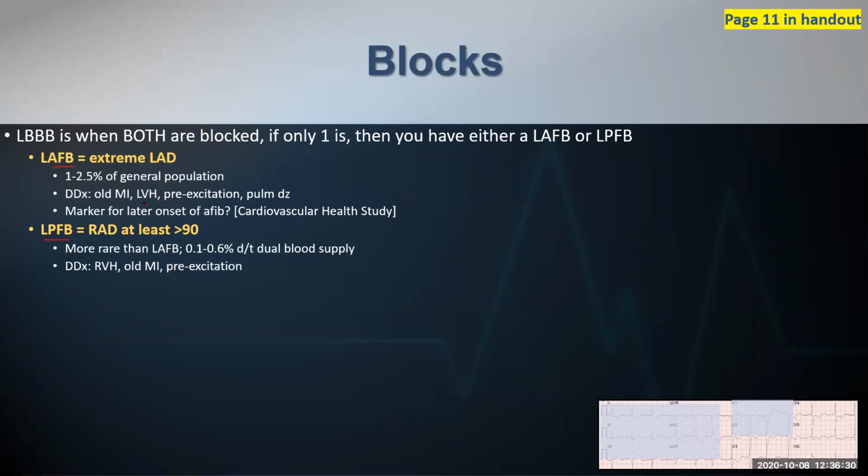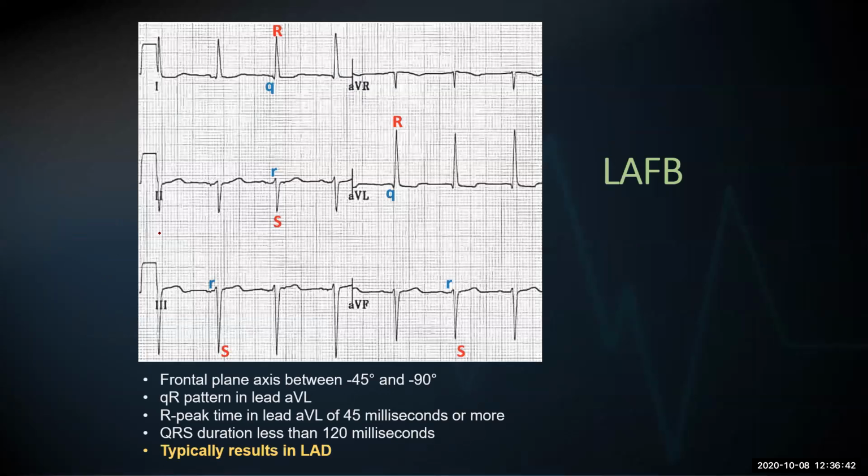But it has very similar differential diagnoses with Wolff-Parkinson-White and old MI. But in this differential, especially, we're going to have RVH versus LVH, which makes sense because of the RAD that we're going to see associated with it. So let's look at the left anterior fascicular block.